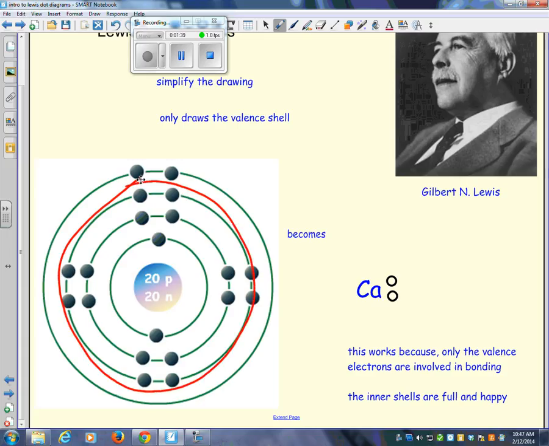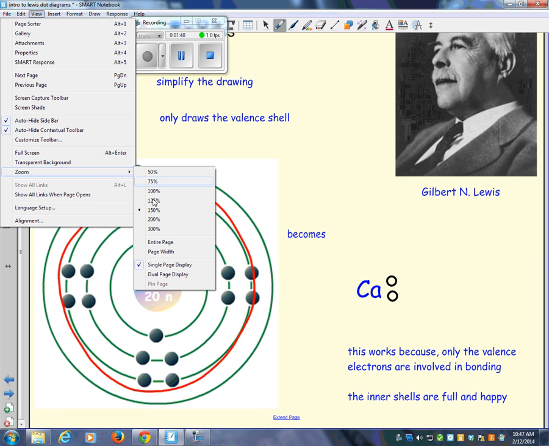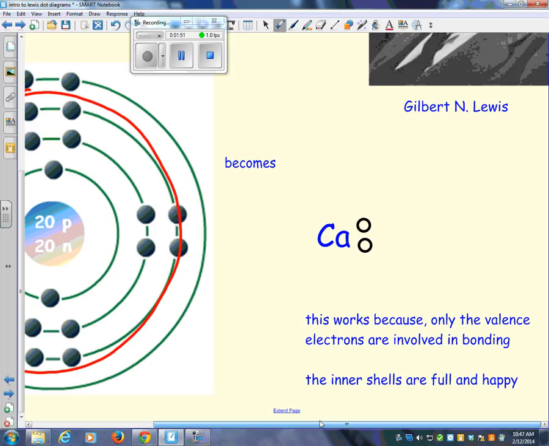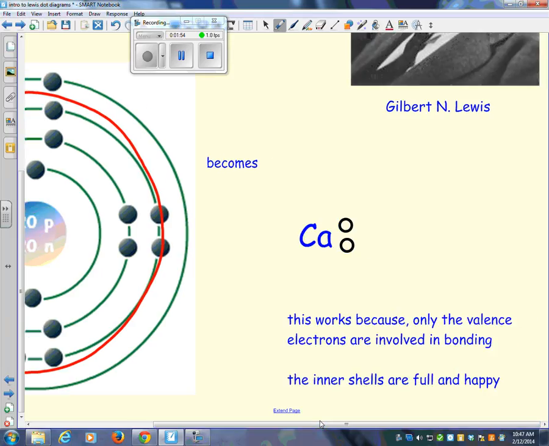Okay? And why is this good, or why is this useful? Well, because only the valence electrons are involved in bonding. Let me make that a bit bigger for you. This works because only the valence electrons are involved in the bonding. The inner shells are full, happy. As long as we see these two outer ones, we don't really care about the inner ones because we know that they're already happy.